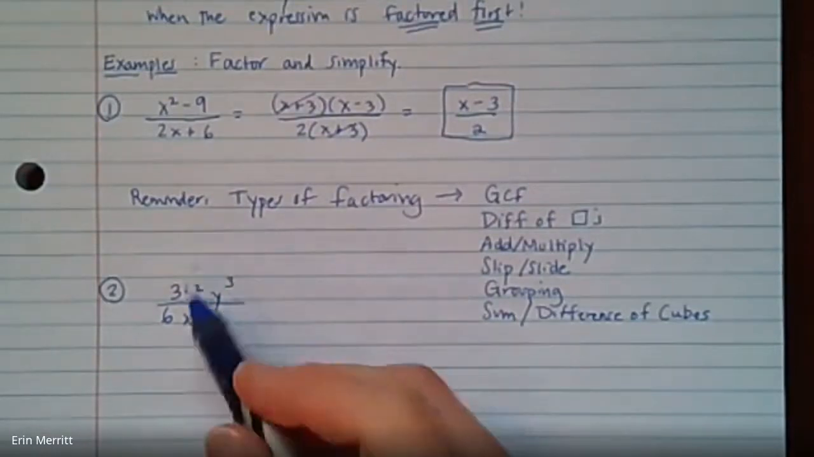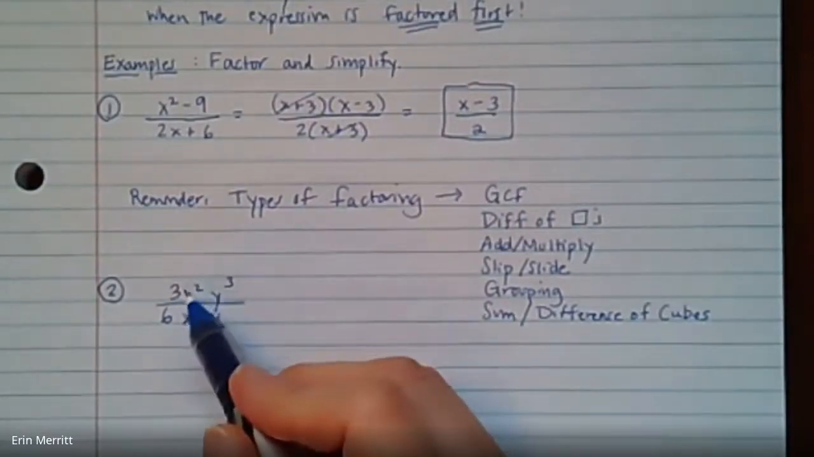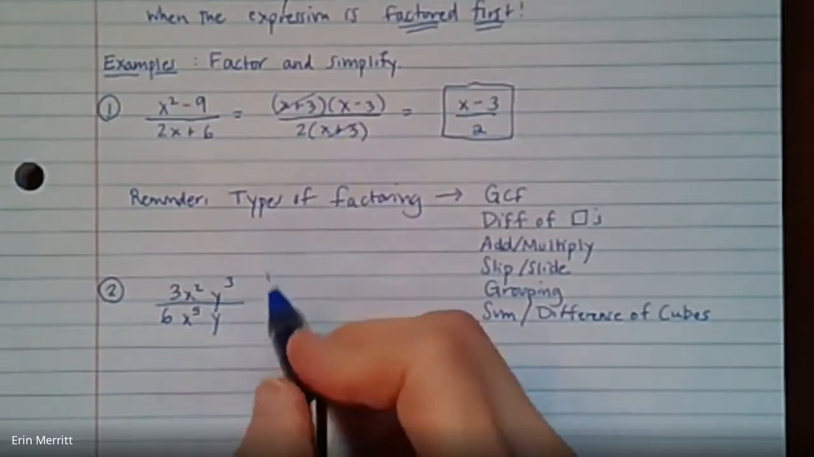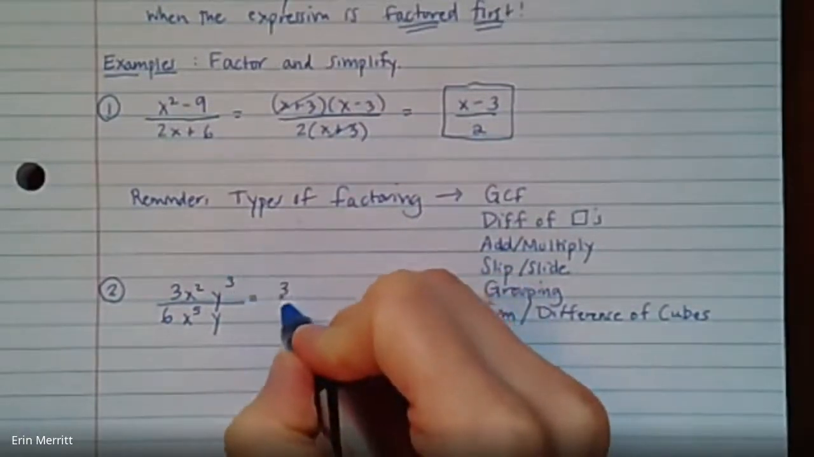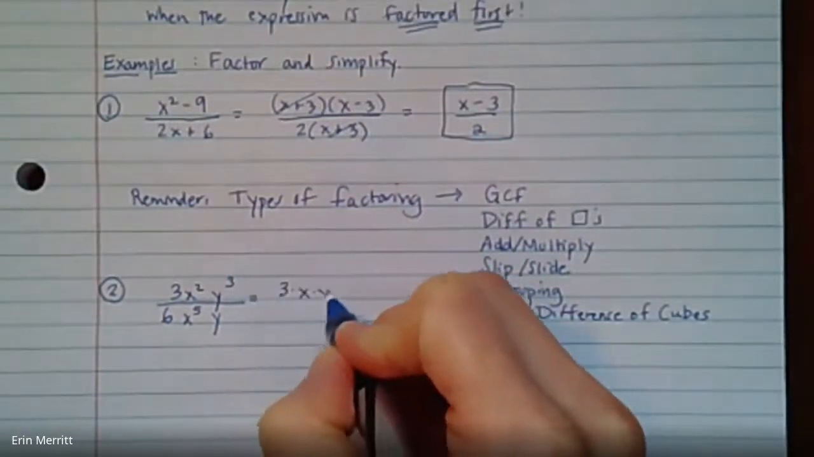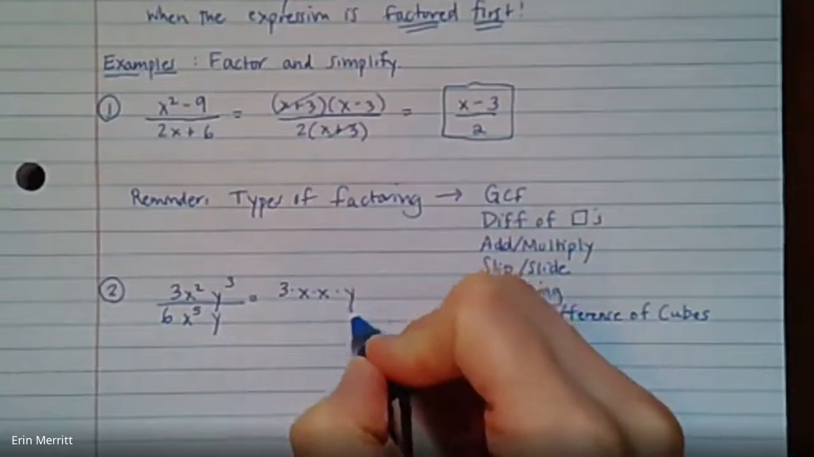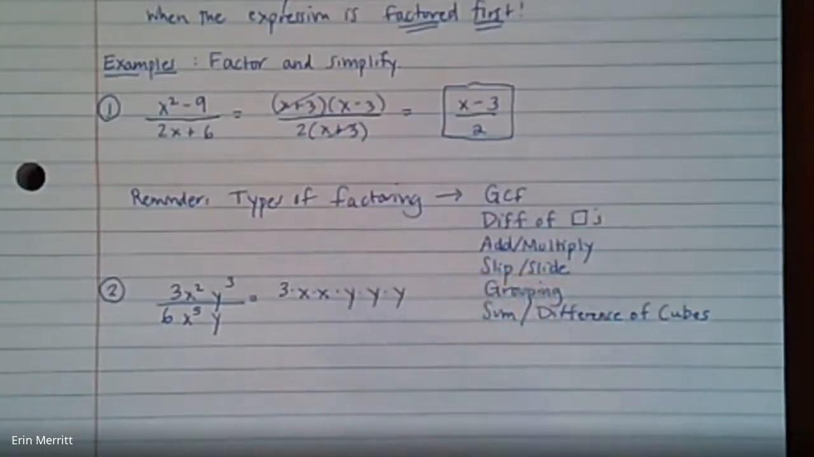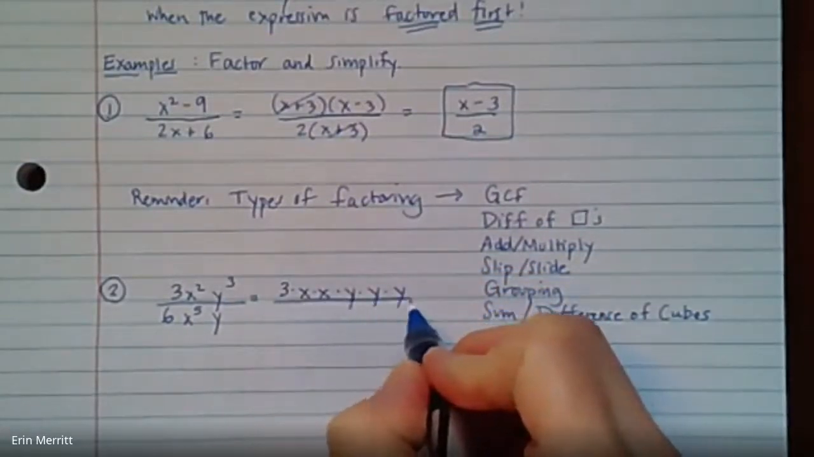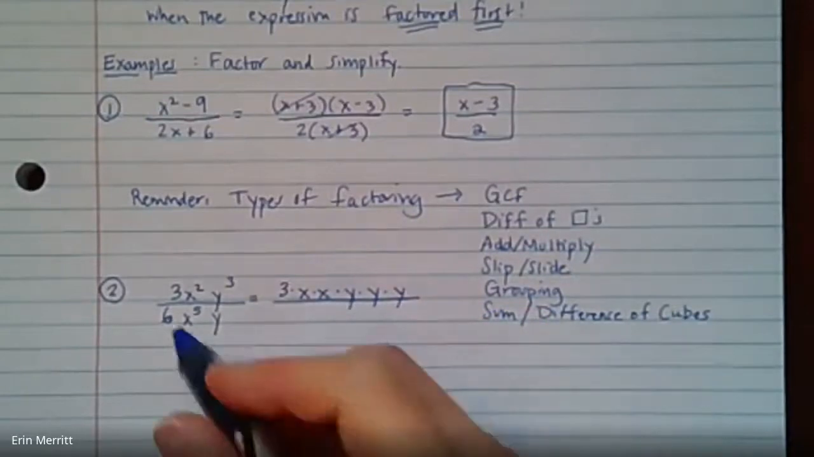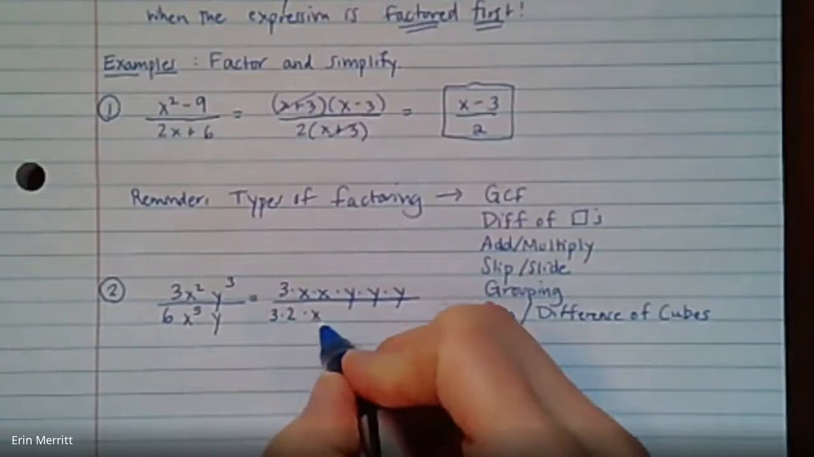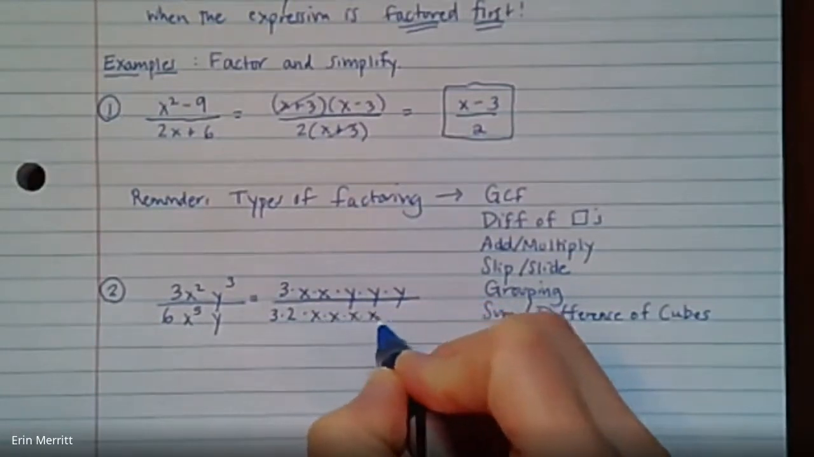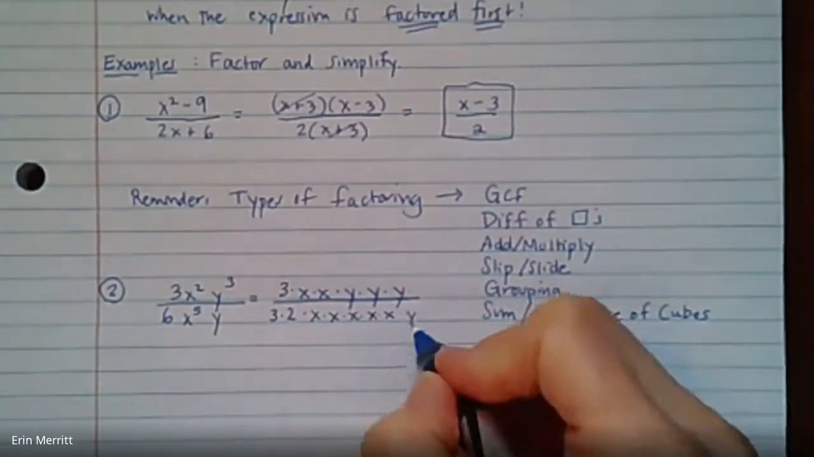Something to keep in mind, when I simply have a monomial here, so a single term, one thing that you can do is break it apart so that I look at this as 3, and then x squared is x times x. Y cubed means I have 1, 2, 3 y factors there. And then I could do the same thing in the denominator. The 6 I can break into 3 times 2. And then I would have 5 x's. So 1, 2, 3, 4, 5, and then a single y.